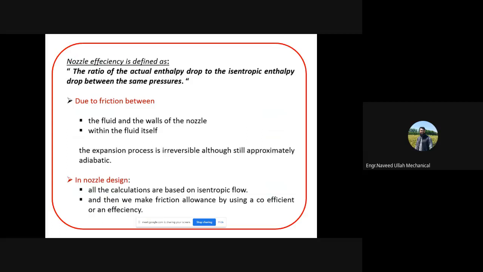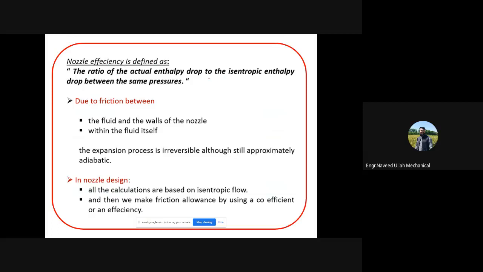Now if you understand that, then we have some facts about the nozzles. These are actually simple empirical formulas. Most of you will also be aware of these things. Maybe we discussed these things in the previous chapter. So nozzle efficiency is defined as what? The ratio of the actual enthalpy drop.